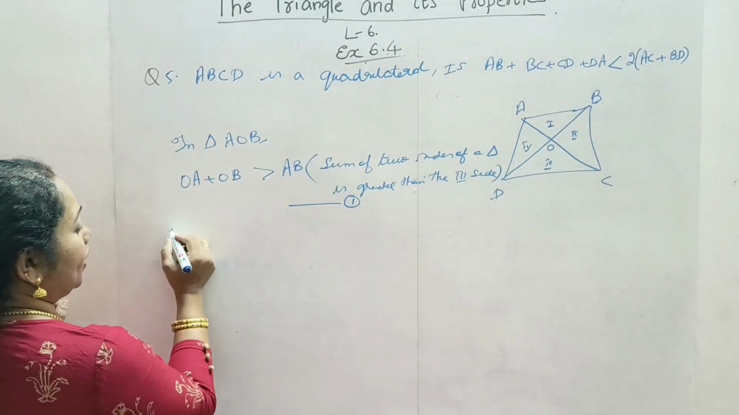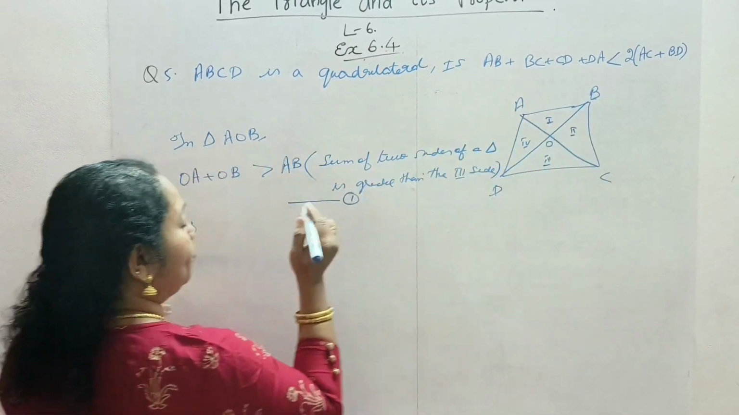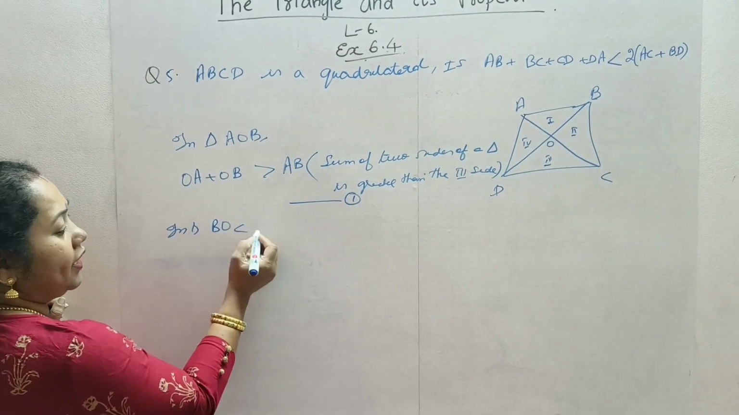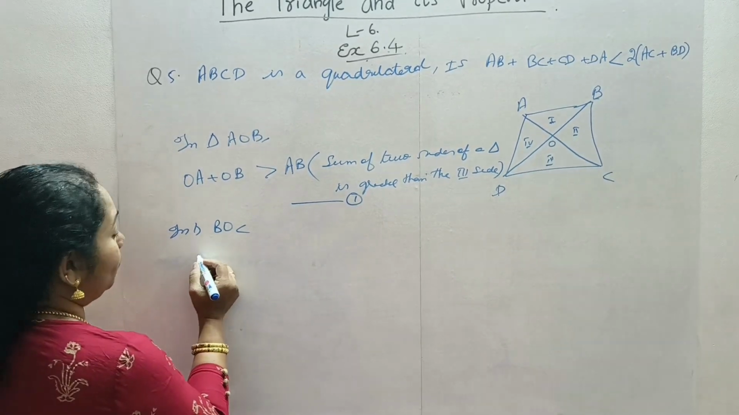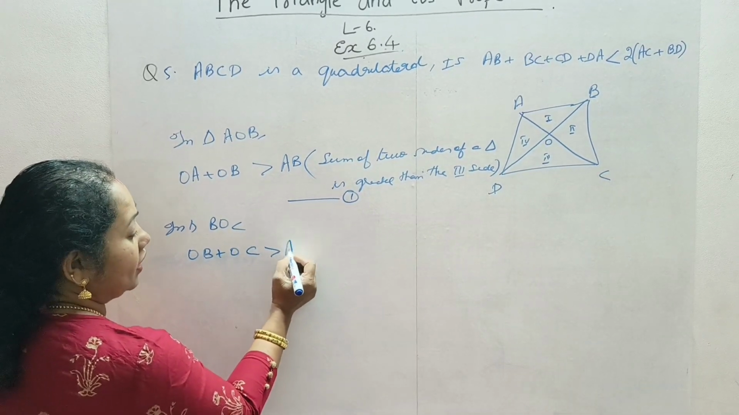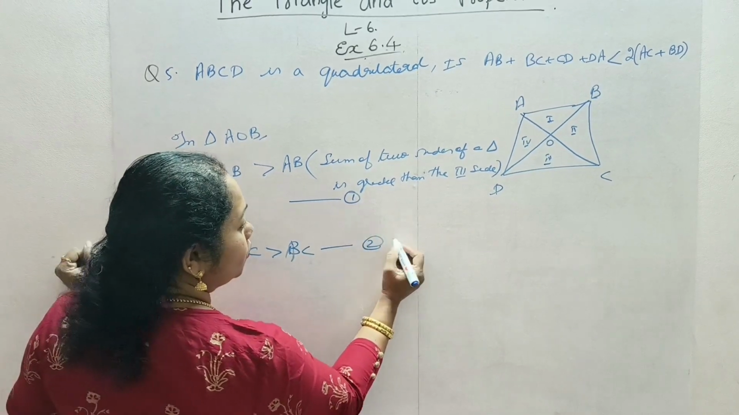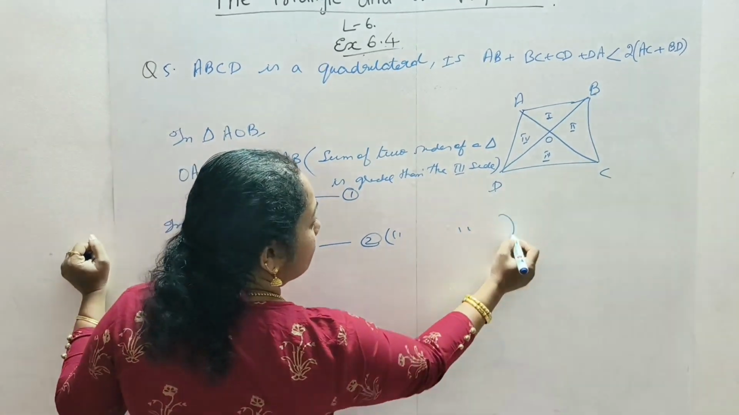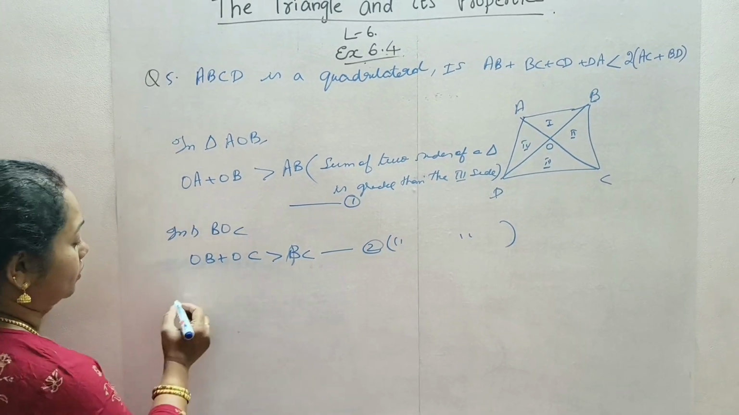Next, we will take triangle BOC. In triangle BOC, again the same thing, that is OB plus OC is greater than BC. Equation 2. Again the reason is the same: sum of two sides of a triangle is greater than the third side.